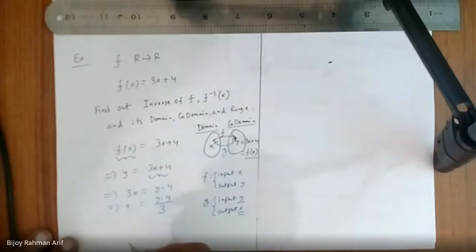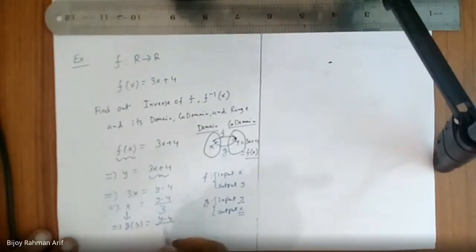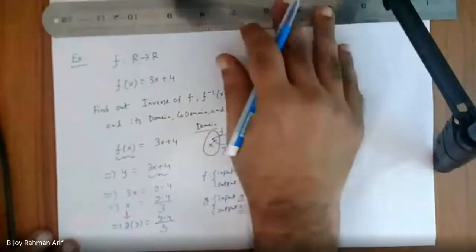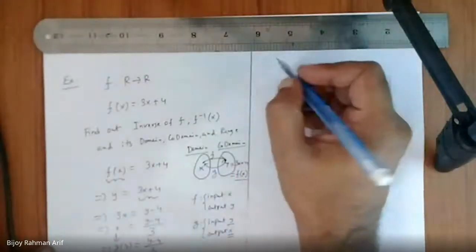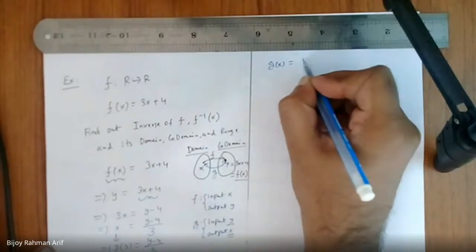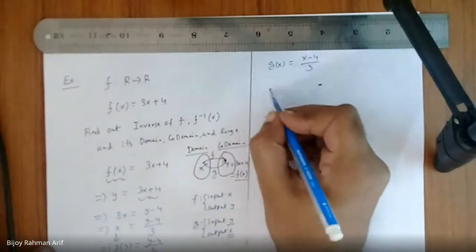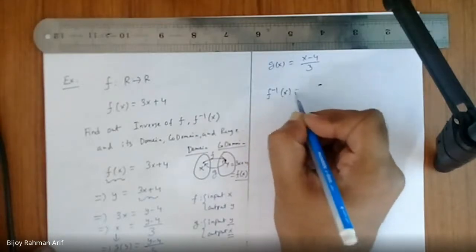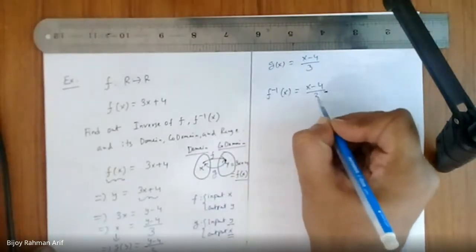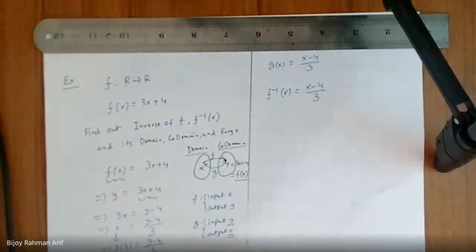So that means what? That means this is nothing but g of y. g of y is nothing but y minus 4 divided by 3. Now, if you replace y with x, you get g(x) is equal to x minus 4 divided by 3. So this is nothing but f inverse. f inverse of x is equal to x minus 4 divided by 3. Did you get the point?